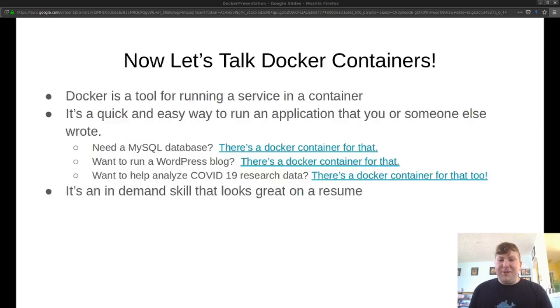So that's about it for the history lesson. We're going to finally start talking about Docker. Thank you for bearing with me through that. So what is Docker? Docker is a tool for running services inside of a container.